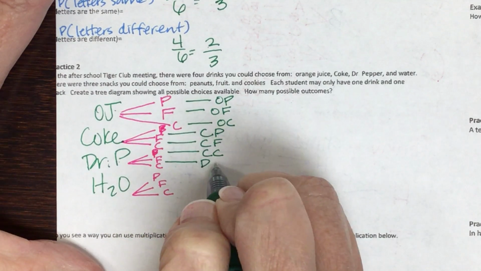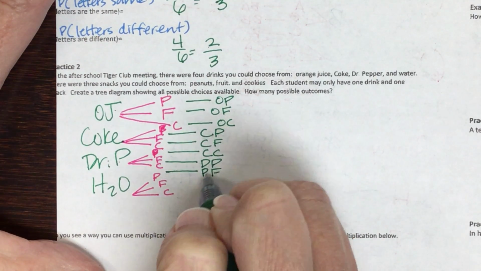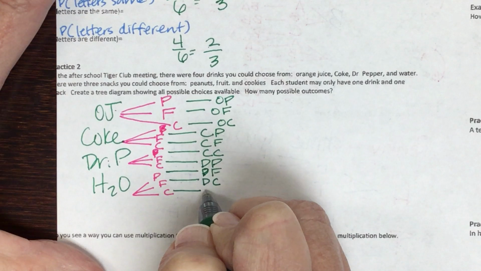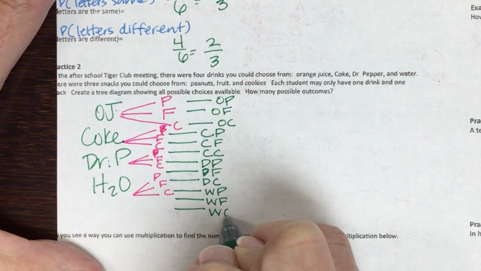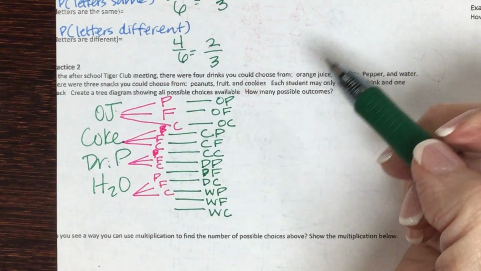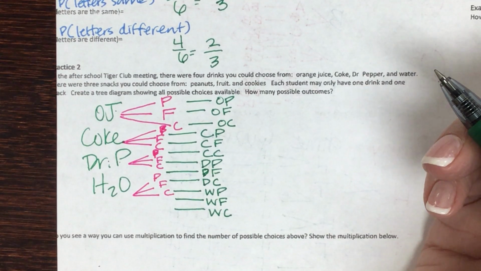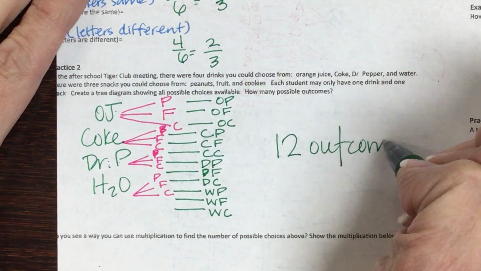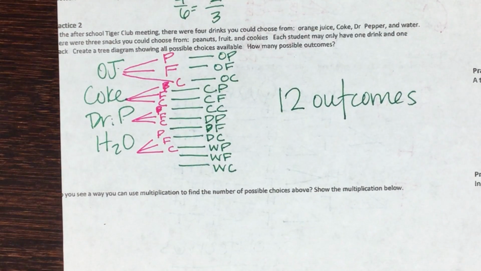They could have Dr. Pepper with peanuts, Dr. Pepper with fruit, or Dr. Pepper with cookie. Or they could have, I'm going to use W for water, water with peanuts, water with fruit, or water with cookie. So how many possible outcomes do we have? Twelve possible outcomes. So there's 12 possible outcomes for the drink and the snack.